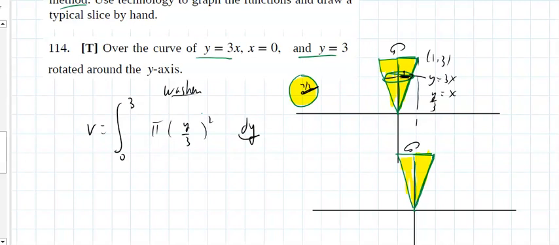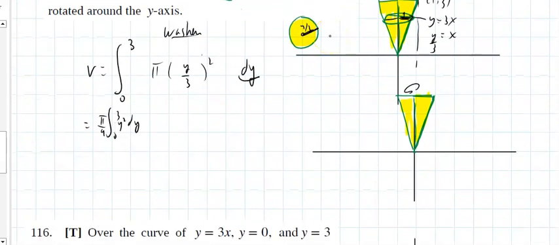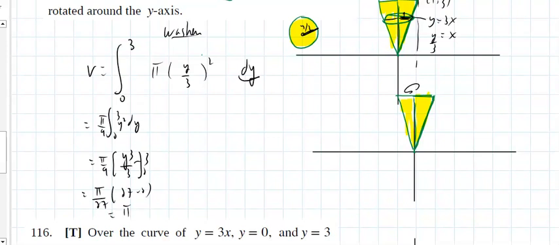And if I work this out, that would be the integral of pi over 9 y squared dy from 0 to 3. That would be pi over 9 times y cubed over 3. So that is pi divided by 27 times 27 minus 0. That will be pi.